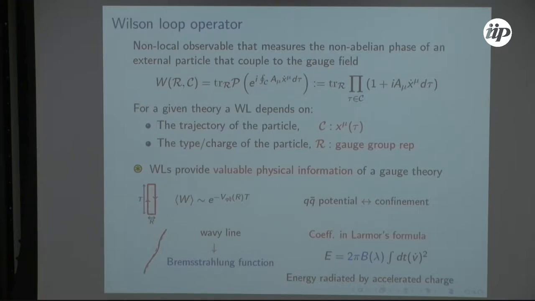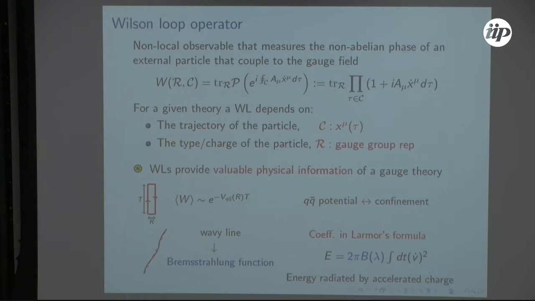Another thing that you can extract out of a Wilson loop is the Bremsstrahlung function. The relation is as follows. If you consider a wavy line, which is just a trajectory slightly deviating from the straight trajectory, and you compute the expectation value on such a wavy line, you can extract a coefficient that is precisely the coefficient in front of Larmor's formula, which measures the energy emitted by an accelerated quark. This is just the integral of the square of the acceleration. So these are two physical quantities that you can compute using Wilson loops, and they tell you about the theory in general.